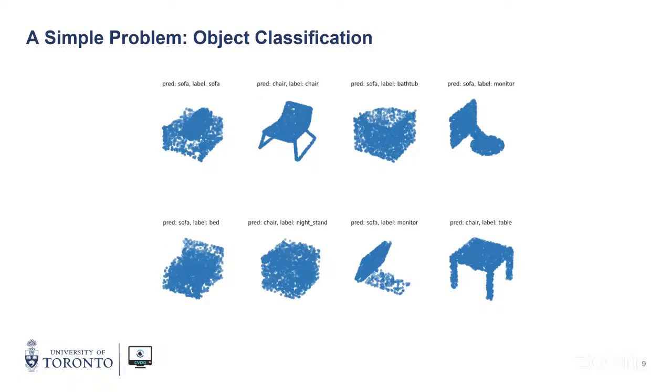So we're going to start off with a simple problem, which is just object classification. Instead of doing something complicated like sensing an entire scene and then segmenting it, or something like self-driving, let's think of a simpler problem where we just have a bunch of points and we want to classify what these objects are.